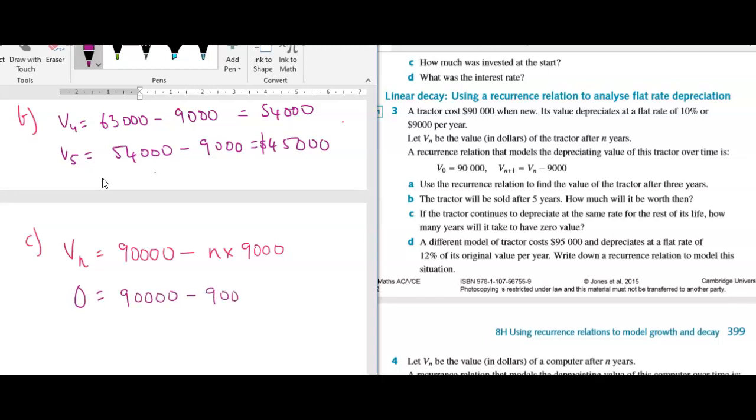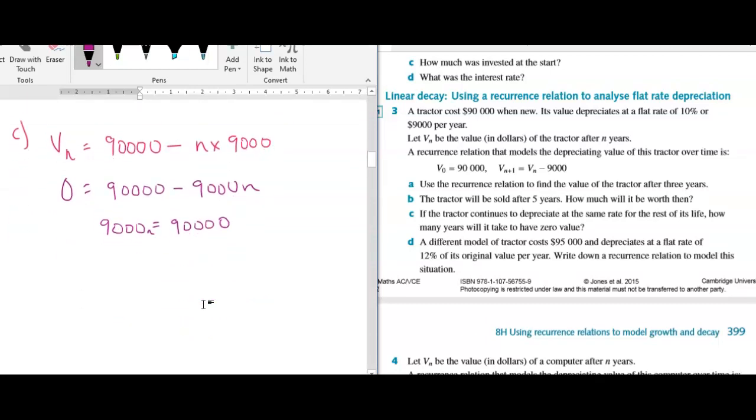So 9,000n. You can put that straight in your calculator and solve, but I'm going to just solve it by hand. So I've got the n, and divide both sides by 9,000. So n equals 90,000 over 9,000. Basically I can get rid of all those zeros. So 90 divided by 9 is 10. So 10 years.